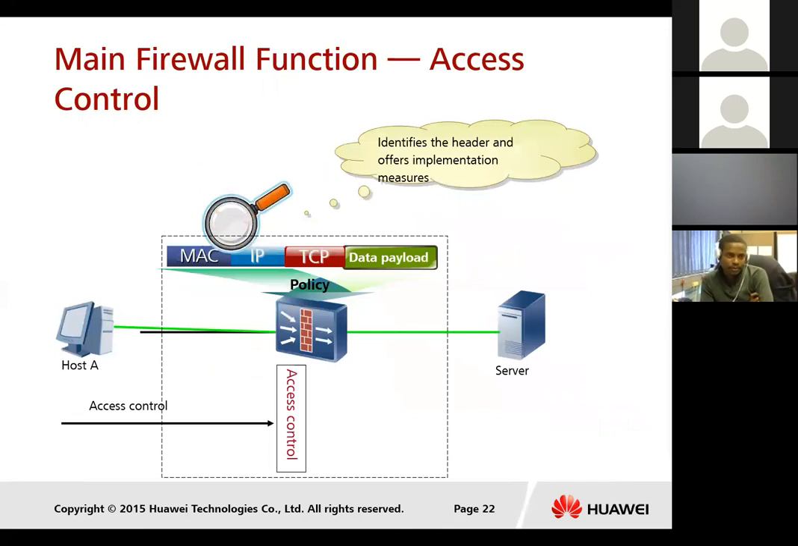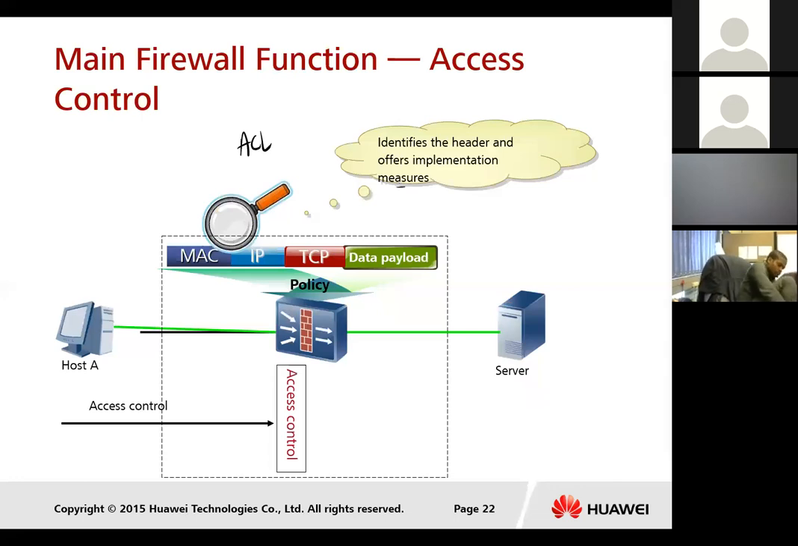And the next one, the first I will say is access control. This access control all depends on what you perform, the ACL. That is a main function. A main firewall function by default is already there, which is to identify the header and offer implementation measurement.